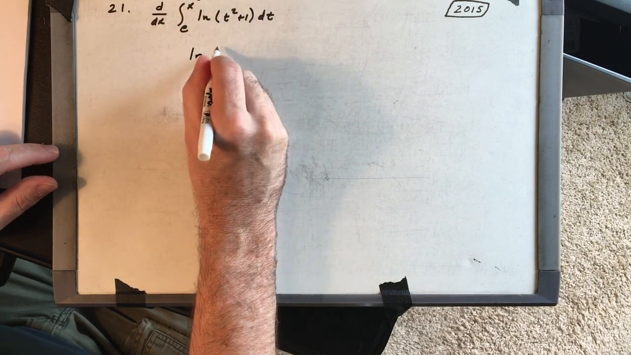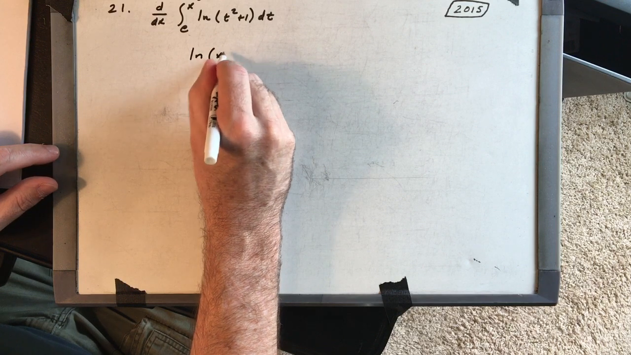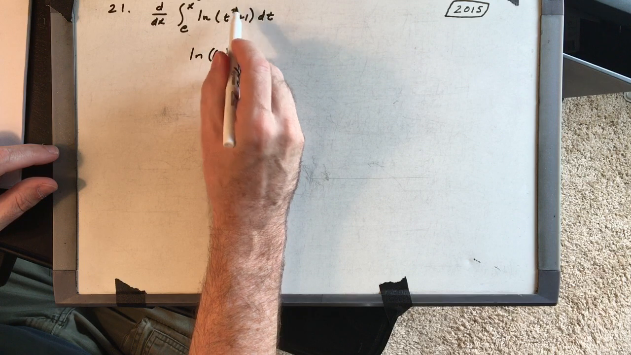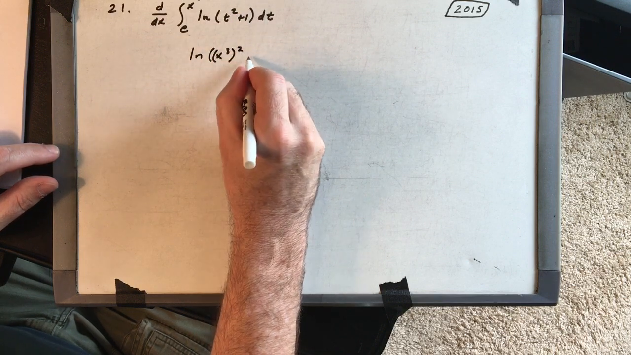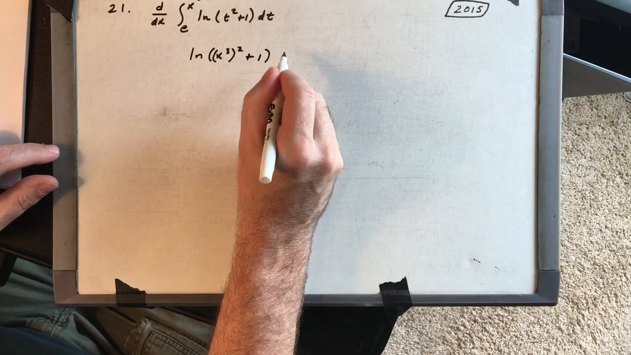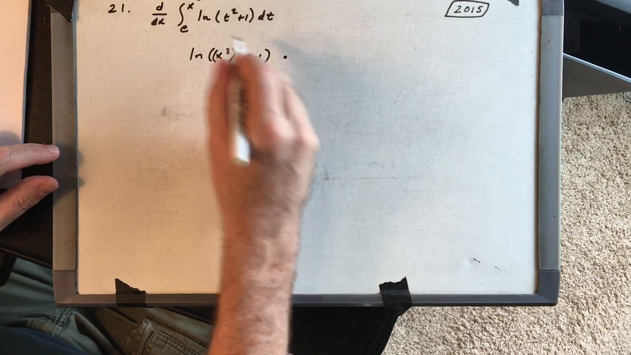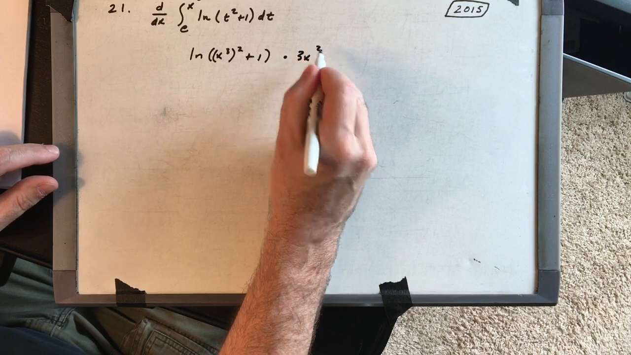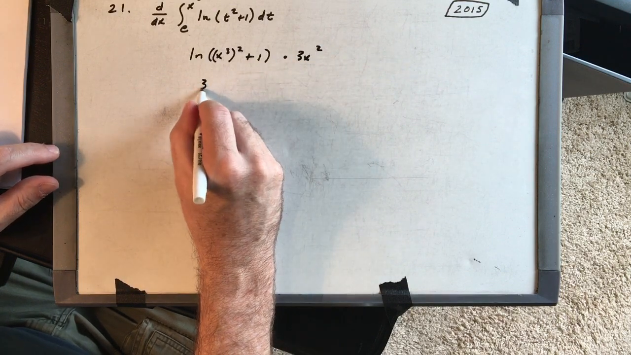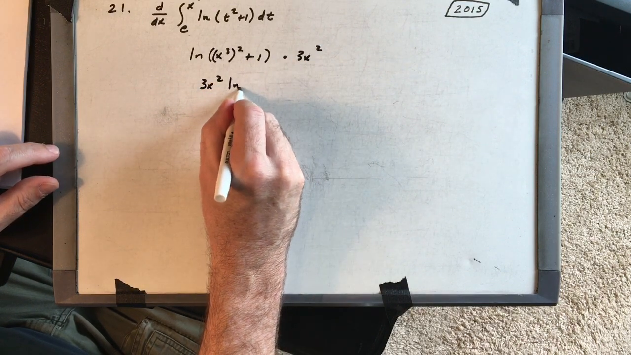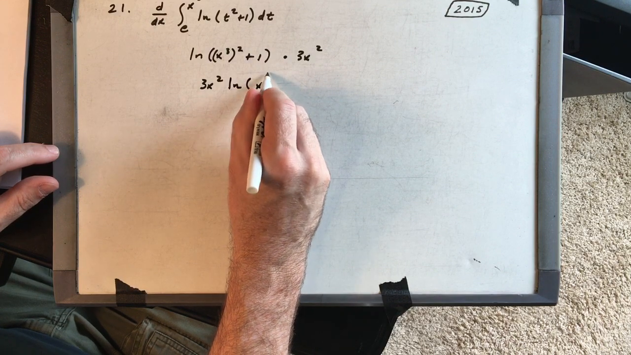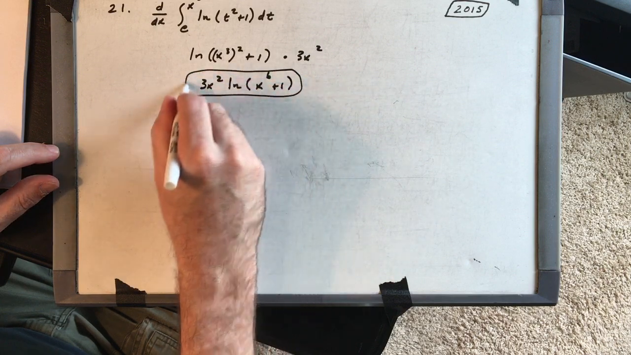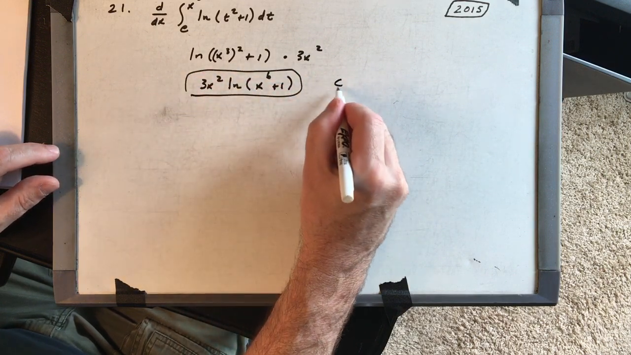So you would have the natural log of x cubed, and we have to square that, x cubed squared plus 1, times the derivative of x cubed, which is 3x squared. So that's going to be 3x squared, let's bring that out front, natural log of x to the 6th plus 1. And that is option C.